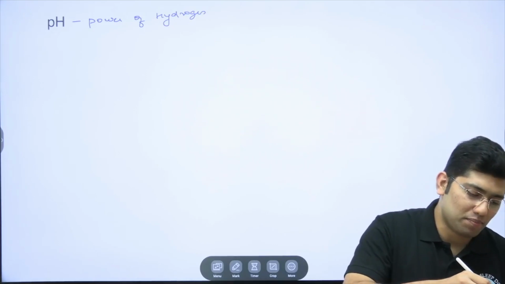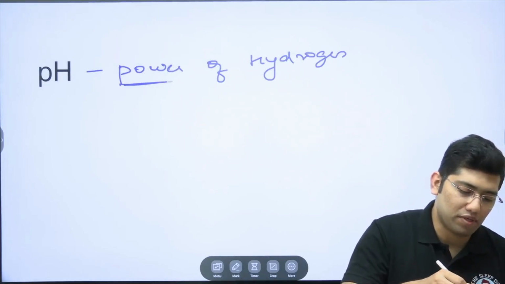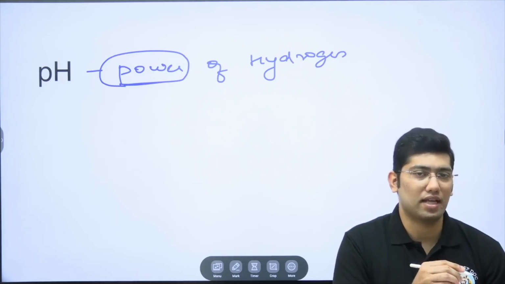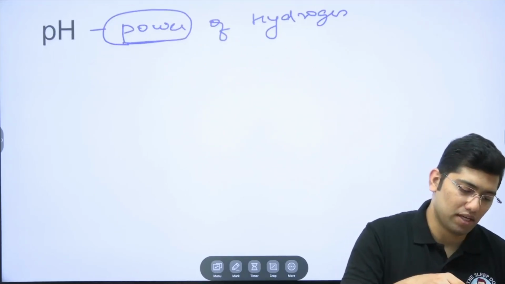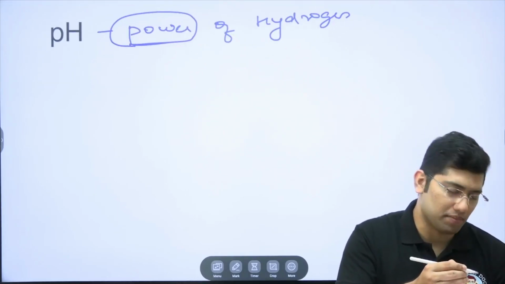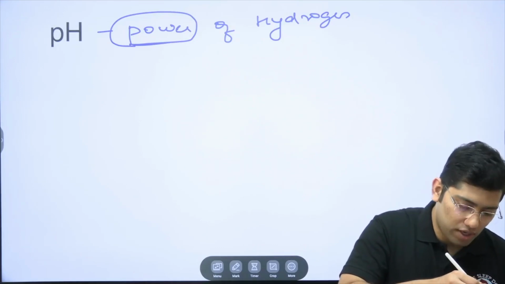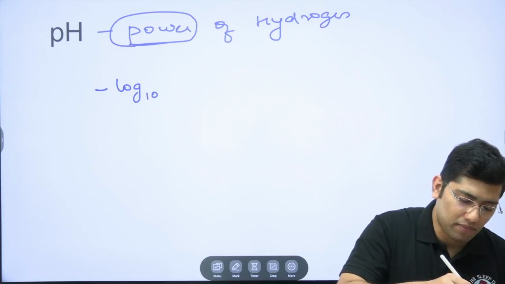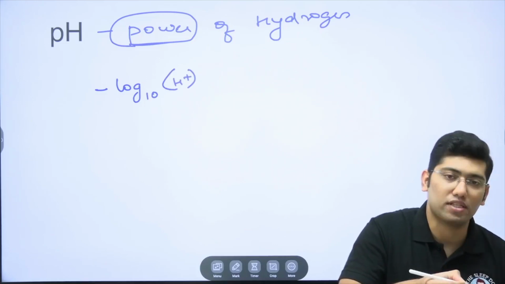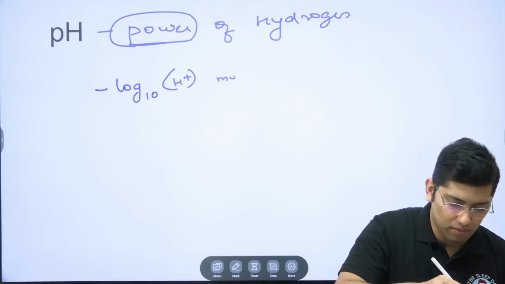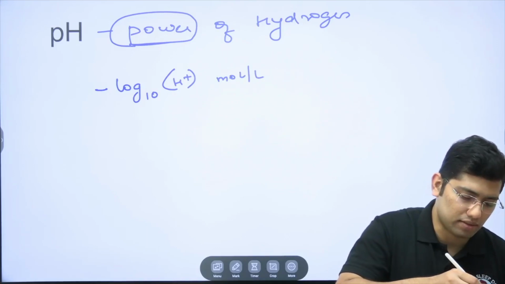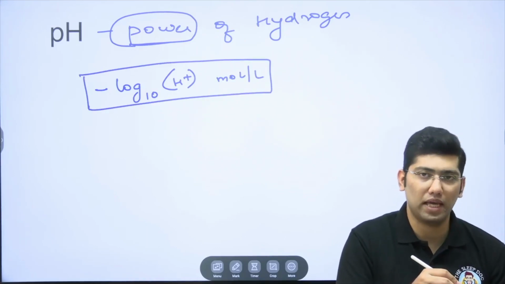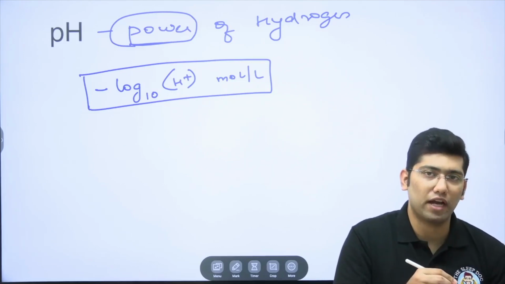Now, is this power the power which we use in physics? No. This is the power which we use in maths, that is in logarithms. So here now the definition comes. The pH is the negative logarithm to the base 10 of hydrogen ion concentration in moles per liter. So this is the formula or equation for pH, and the definition is power of hydrogen.